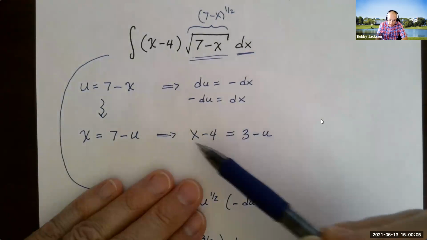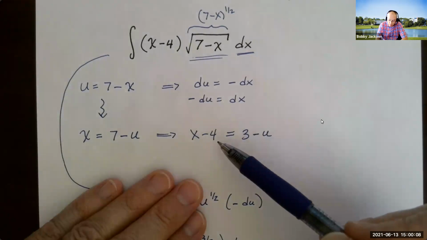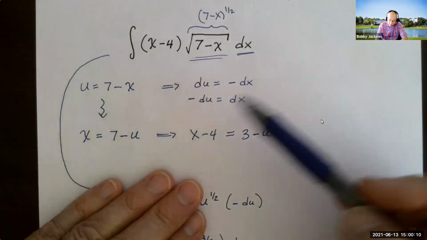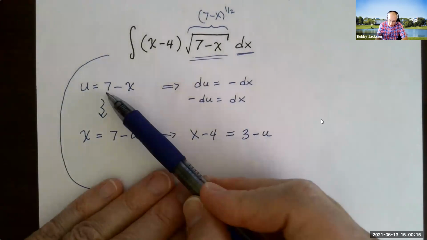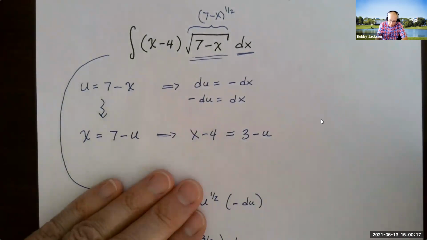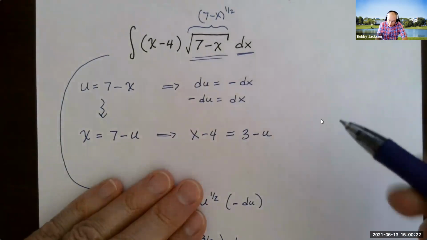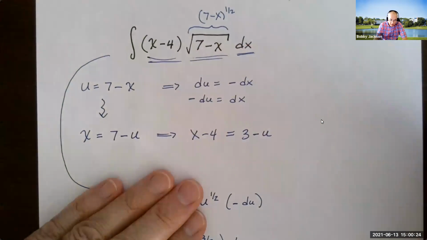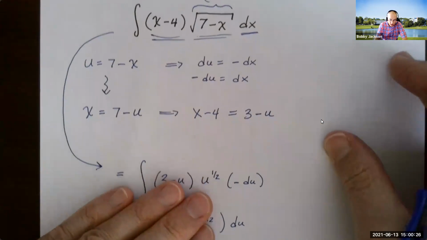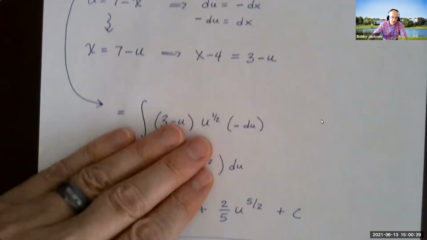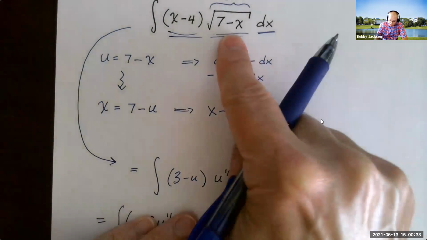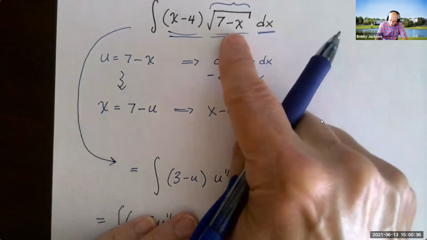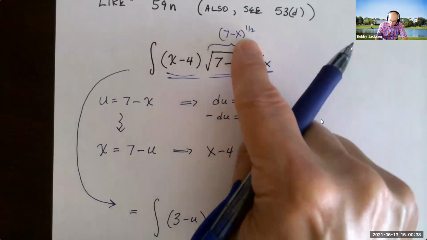So I just use algebraic techniques to get an equivalent statement. So x minus 4 in terms of my substitution is 3 minus u. Right? If I do 3 minus the quantity 7 minus x, I get x minus 4. Okay, so I now have x minus 4. I've got everything covered, and we can see what this brings us. So when I do this, the x minus 4 becomes a 3 minus u. The square root of 7 minus x, or the 7 minus x to the 1/2 power, becomes what?